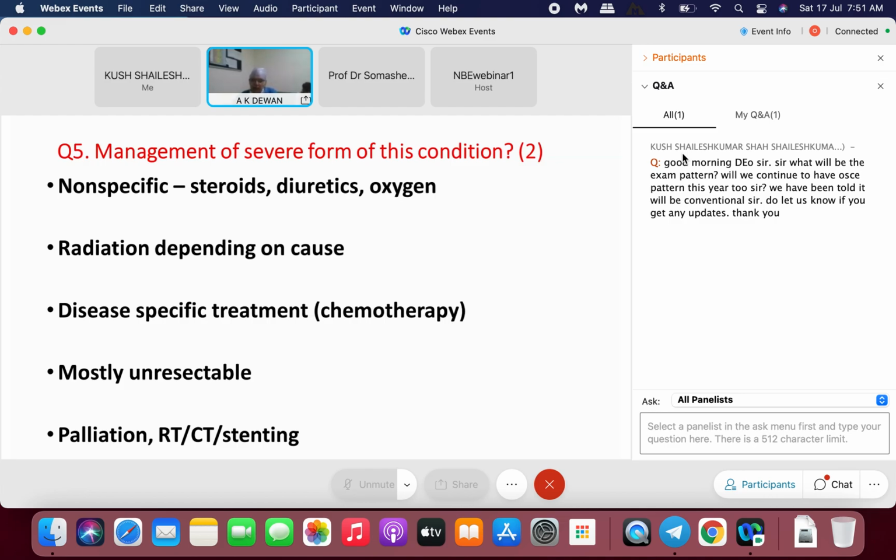And mostly unresectable. So you have covered radiation, chemotherapy, surgery, everything. And mainly the treatment is palliative: radiation, chemotherapy, and even SVC stenting. So you don't expect all, but if you are covering the majority of points, you get full marks. So that is why OSCE is objective.